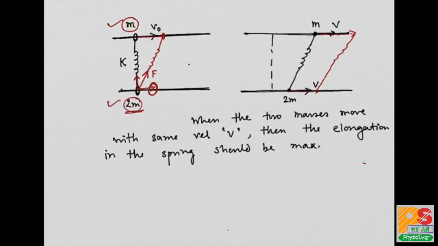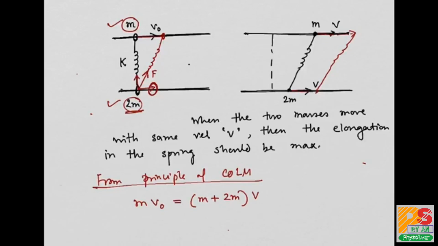Now, from the principle of COLM, that is conservation of linear momentum, I can say initial momentum was m v naught and final momentum, both are moving with same velocity v, so v equals v naught over 3. Clear?